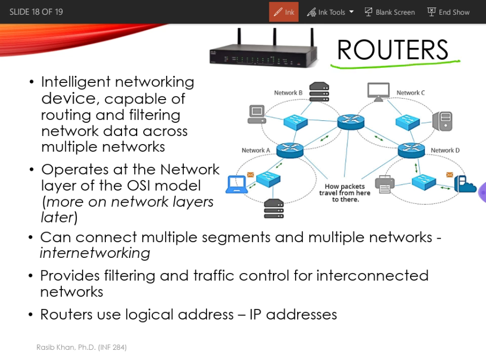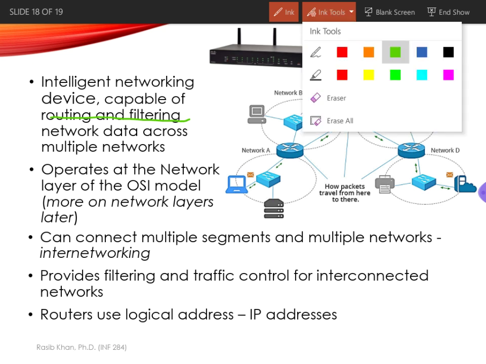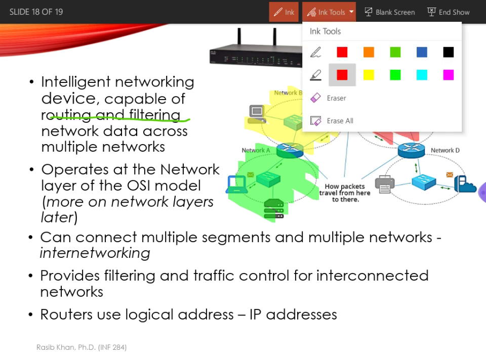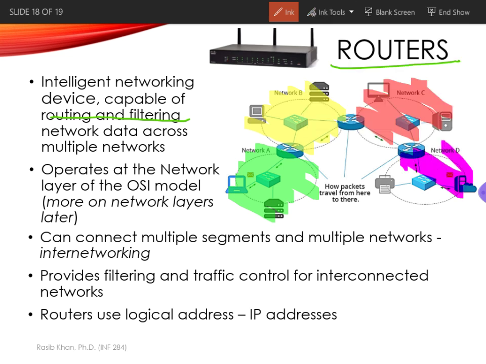Finally, probably the most intelligent of network devices are routers. They are capable of routing and filtering data across multiple networks. So network A over here and network B over here are two different network segments. The same with network C and network D.